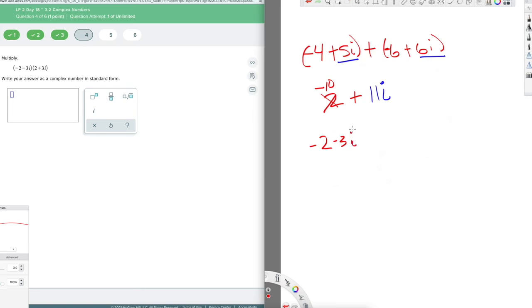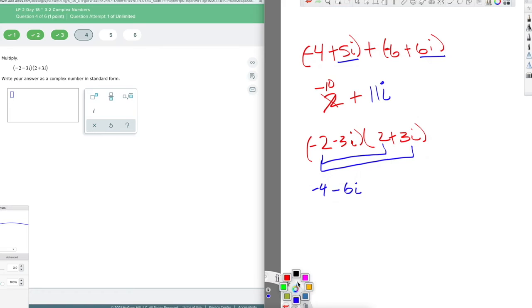All right, so with this guy, I want to do FOIL. I want to multiply these guys together. So I have negative 2 times 2, that's negative 4. Negative 2 times 3i, so that's going to be negative 6i, because negative 2 times 3 is negative 6. And then the i gets tacked on just like it's a variable.